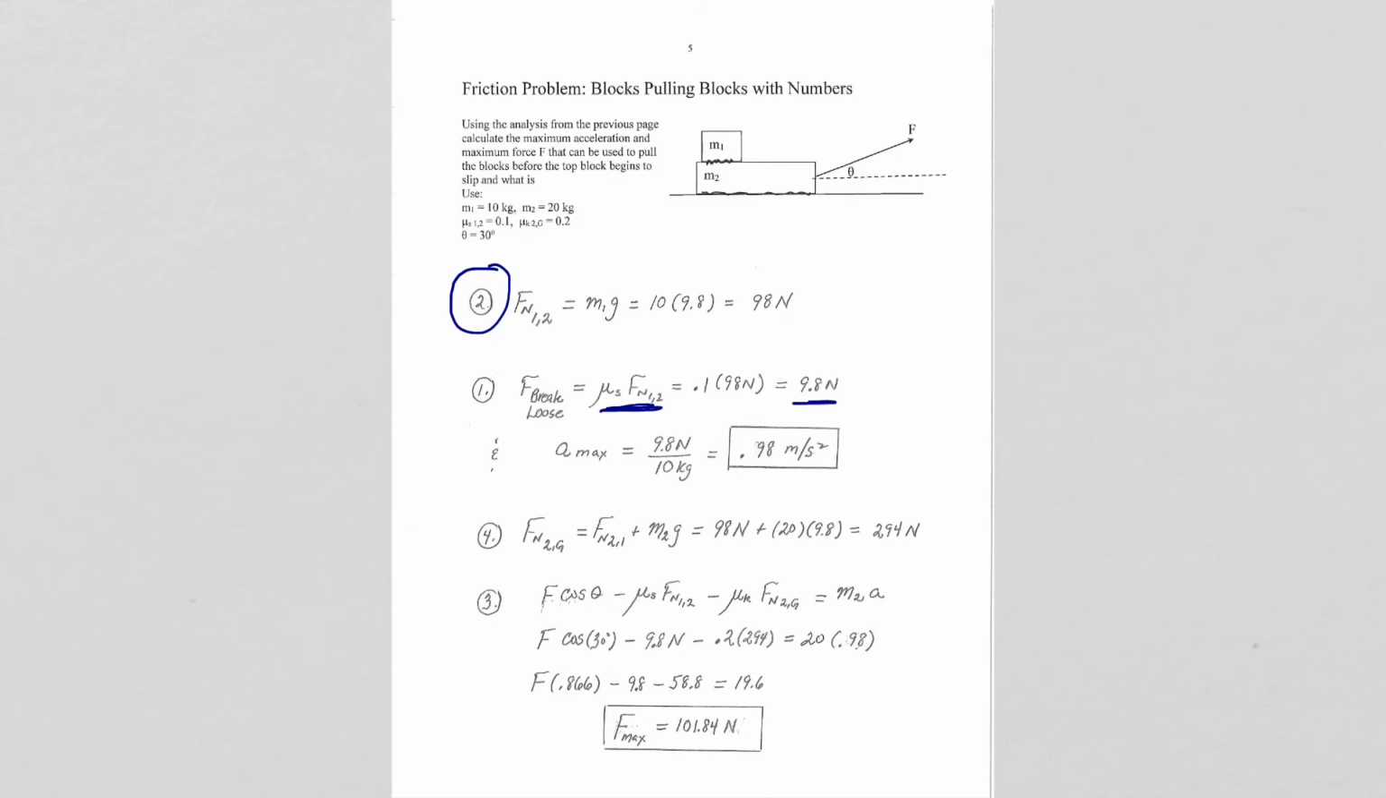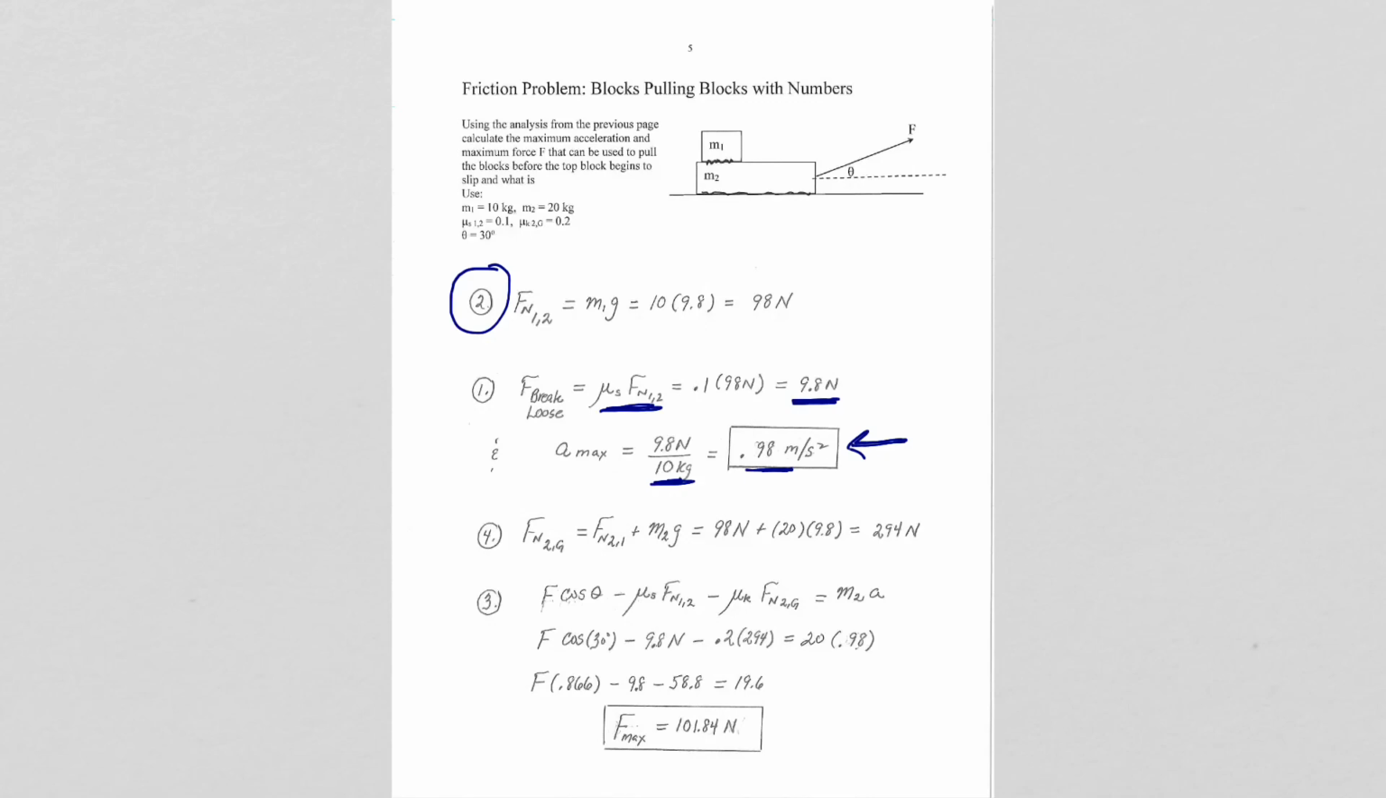We use that as our break loose force, divide it by the 10 kilograms. So this tells me then the maximum acceleration that both block 1 and 2 can have before 1 would break loose and slip off the back. Well, now if I want to know the maximum force, I'll simply use this acceleration in my equations 3 and 4.